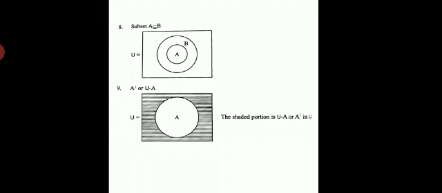Next, the ninth one, A complement or U minus A. By definition, the difference between U and A will be represented, the elements which are in U but not in A have to be shaded as A complement. The remaining elements you have to write. So here the shaded portion is U minus A or A dash in the universal set U.